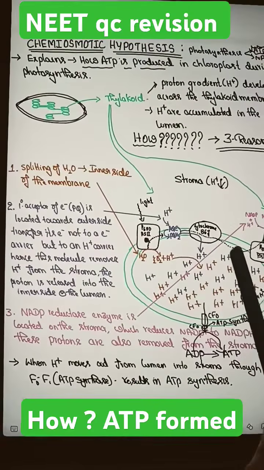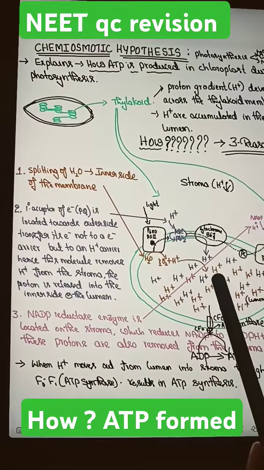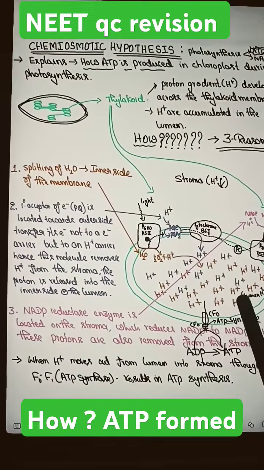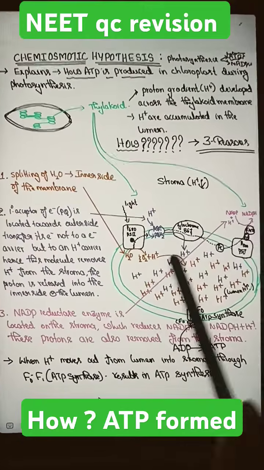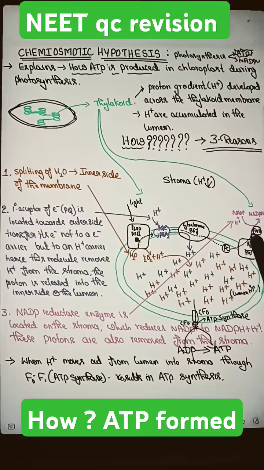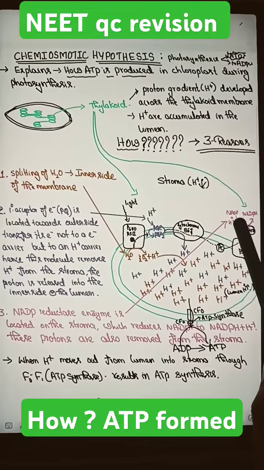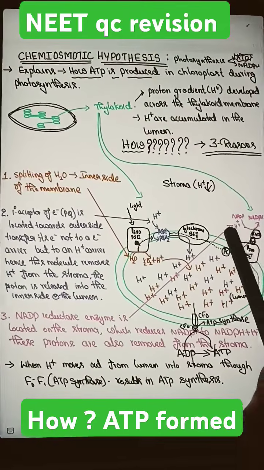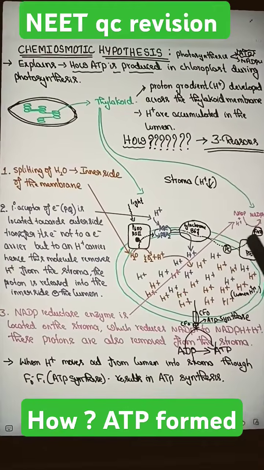During the transport of electrons through this, there is a pumping of H+ ions from the stroma into the lumen of the thylakoid. As a result, within the lumen, there is an increased concentration of H+ and decreased concentration of H+ in the stroma. The third reason is that the NADP reductase enzyme, associated with photosystem 2, is present towards the stroma. The function of NADP reductase enzyme is to reduce NADP to NADPH. For this, there is a need of H+, and those H+ are from the stroma. Now, H+ ions are removed from the stroma during this process.